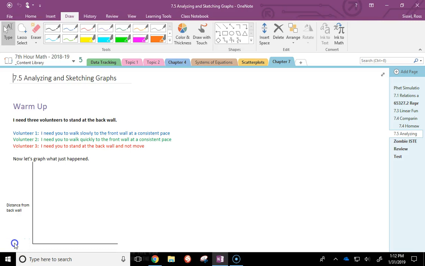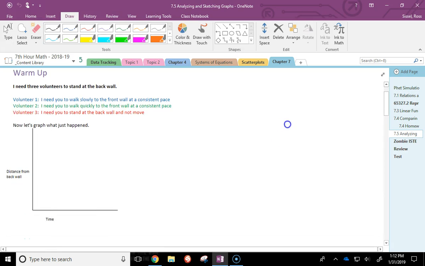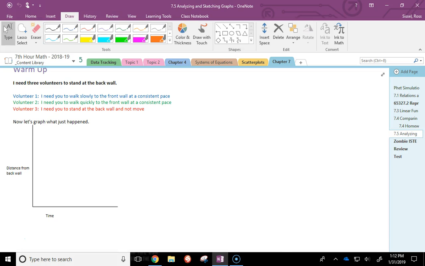Alright, so today for our warm-up, I need 3 people that are going to visually just show something. This is pretty simple. So I need 3 people to volunteer. Alright, tomorrow you go to the back for me, Rick, you go to the back, and Ray. What am I doing? Just go to the back.